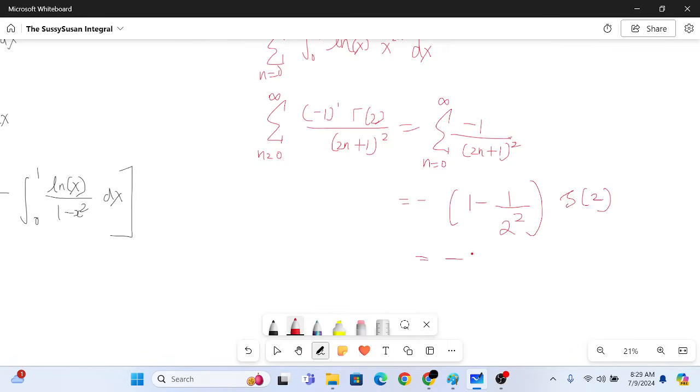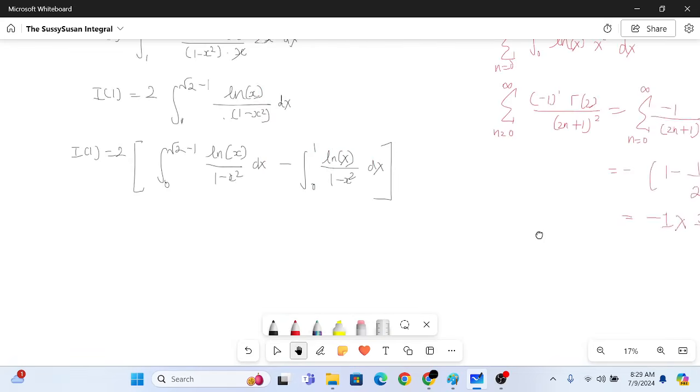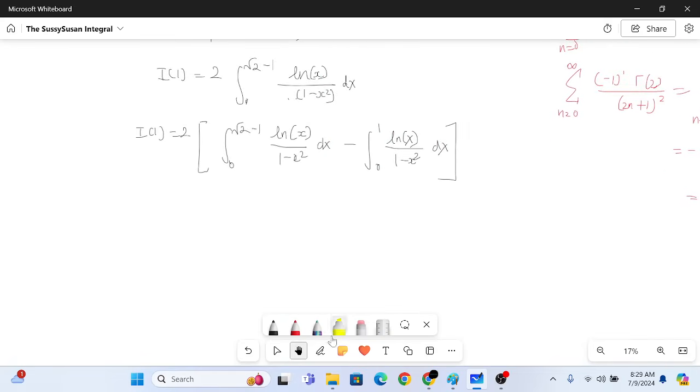Now 1 minus 1 times, this is 1 minus 1 by 4, so that comes out to be 3 by 4, and Riemann zeta of 2 is pi square by 6. So 3 1s are 3, 3 2s are 6, and that gives me the answer as minus pi square by 8. Okay, now if you get minus pi square by 8, let me put that value over here. This expression is minus pi square by 8.